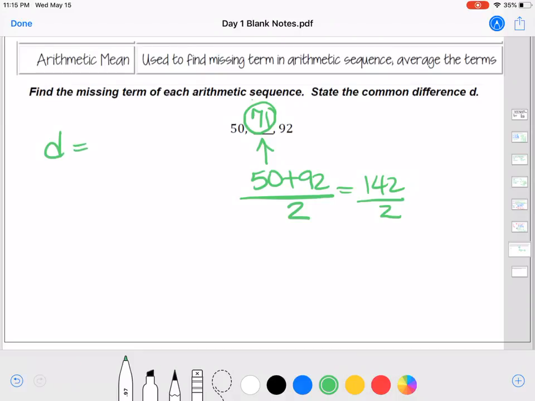It says find the missing term, which we did, and then state the common difference. Well, what is my difference? To get from 50 to 71, I'd be adding 11. To get from 71 to 92, I'm adding 11. So my common difference is 11.